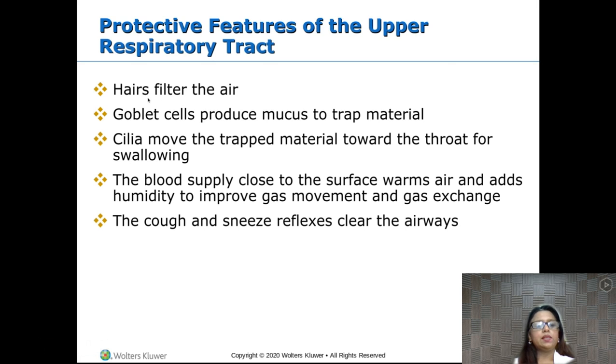There are hair filters that filter the air, hair-like structures inside the nasal tract called cilia. Cilia move the trapped material towards the throat for swallowing. The blood supply close to the surface warms the air and adds humidity to improve gas movement and gas exchange. The cough and the sneeze reflex clear the airway.